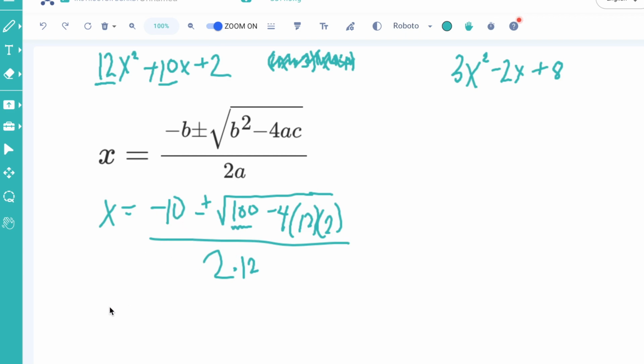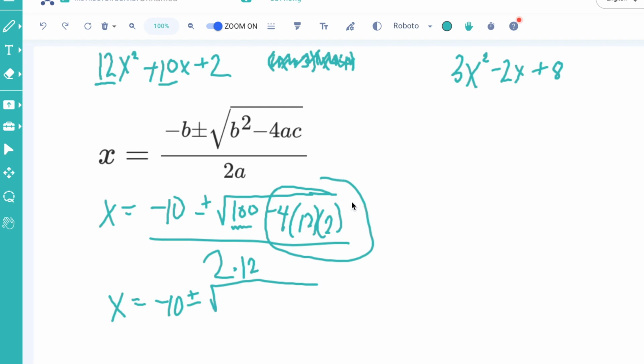All right, so let's simplify the rest. So we have x equals negative 10 plus or minus the square root. Let's figure out this part here. So 4 times 12 times 2, that would be 96. So 100 minus 96 would be the square root of 4 all over, and then 2 times 12 is 24.